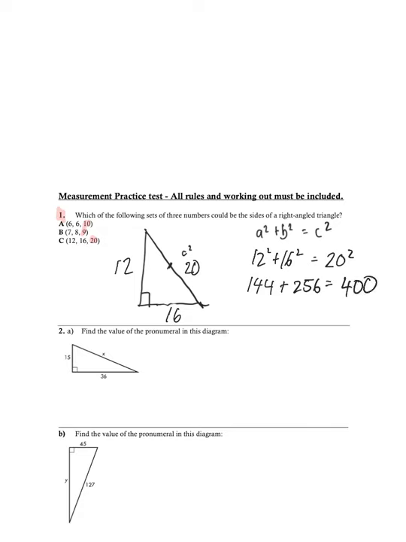Okay, so we're just going to make sure that the left side equals the right side. If I add 144 to the 256, which I'm doing in my calculator, it makes 400. Which in fact means a squared plus b squared does equal c squared. Okay, so the answer for the first one, I'll do it in blue, is C. Sweet. All right, moving on.